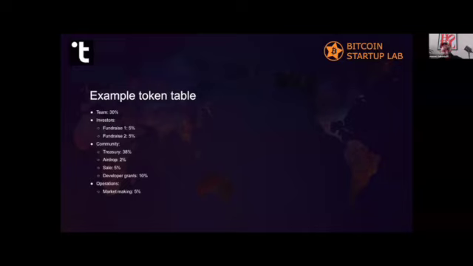I'm going to give an example token table at the end if you guys want to screenshot that as well. Oh, here it is, actually. So here's an example token table. And this should add up to 100%. Maybe it doesn't. 40. It should. And so team 30%. So again, more aggressive to the team.